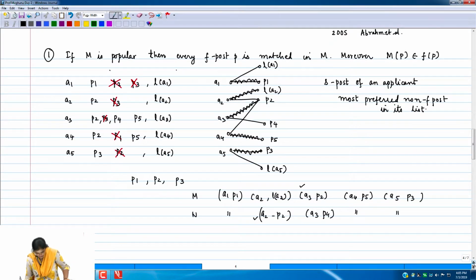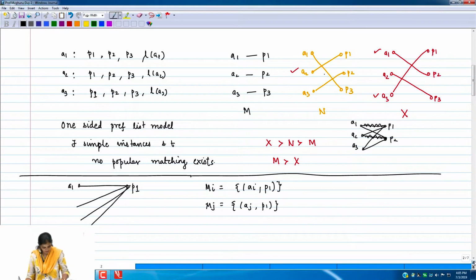I would like to repeat this in the setting where we had this instance where there are n applicants, there is P1, there is only a single post. What is S of A1? P2. There is no P2, right? There is only P1 in the instance. There is a last resort, right? So S of A1 is L of A1, that is the last resort. S of A2 is L of A2, and so on.